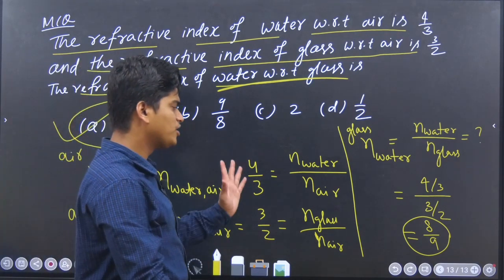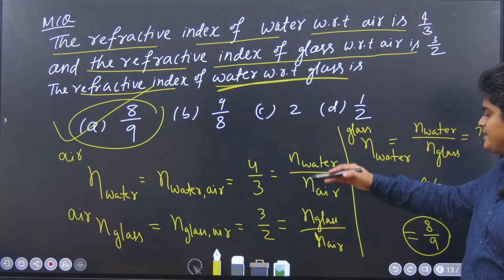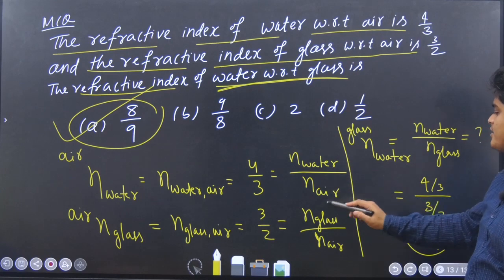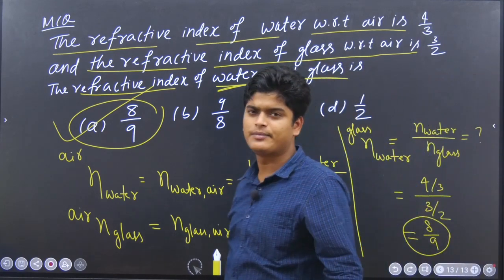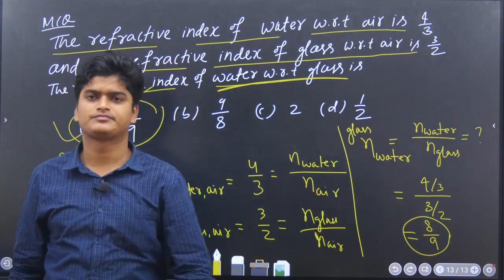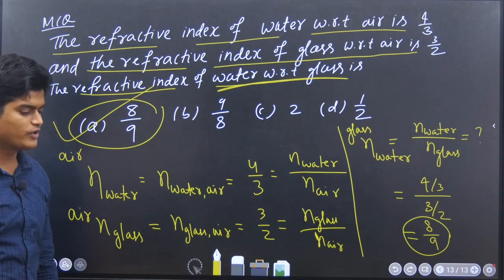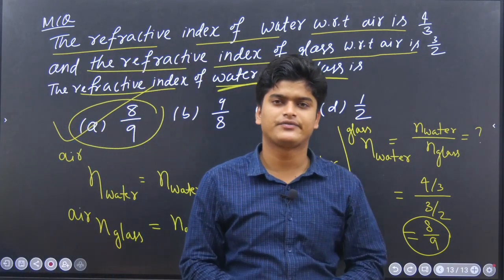Some other method you can also do, but you can try this one too. If I divide these two, air cancels, and water by glass comes as 4/3 divided by 3/2, then 2 goes up, becoming 8, and 3 becomes 9. So 8/9. I hope you understand. This is the idea about refractive index and refraction.